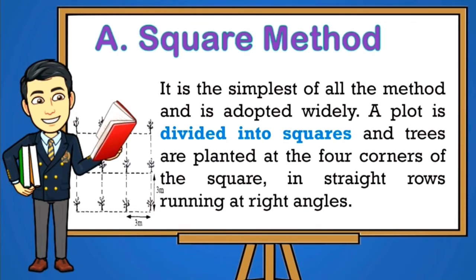A. Square method. It is the simplest of all the methods and is adopted widely. A plot is divided into squares and trees are planted at the four corners of the square in straight rows running at right angles.